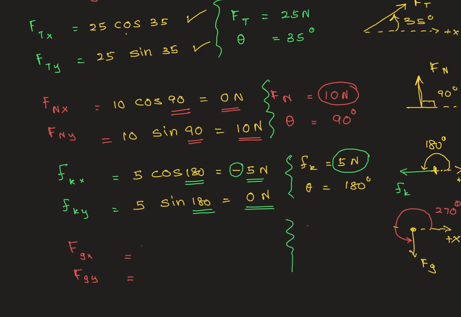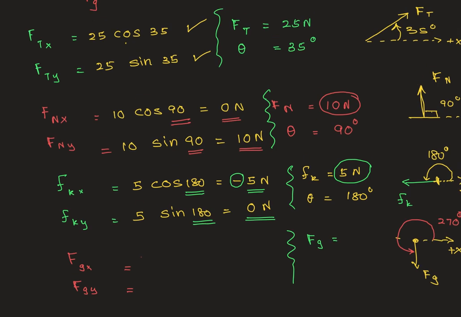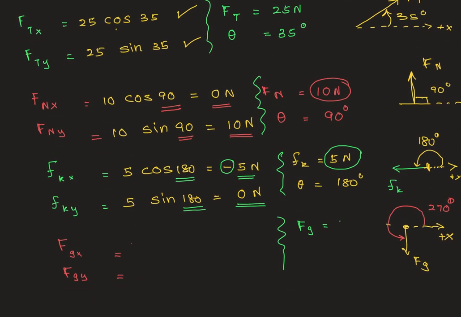So here I have Fg, which I took as 18 newtons, and the angle theta corresponding to that force is 270. So I have the magnitude times cosine 270, and the answer is 0, because that one also is perpendicular to the x-axis. And it's 18 sine 270, and it is pointed in the negative side of the y-axis, so you end up with negative 18. Don't forget to add the units.